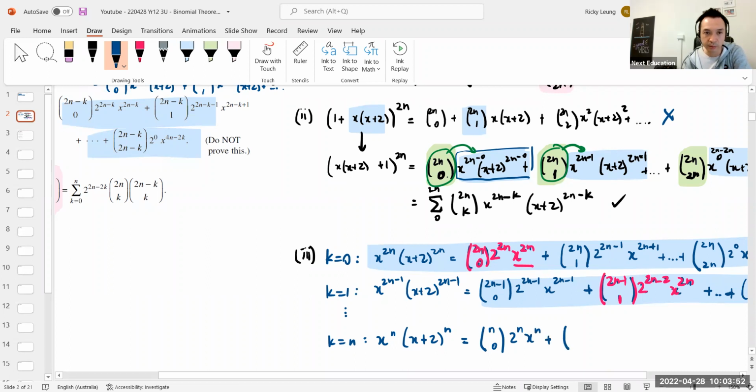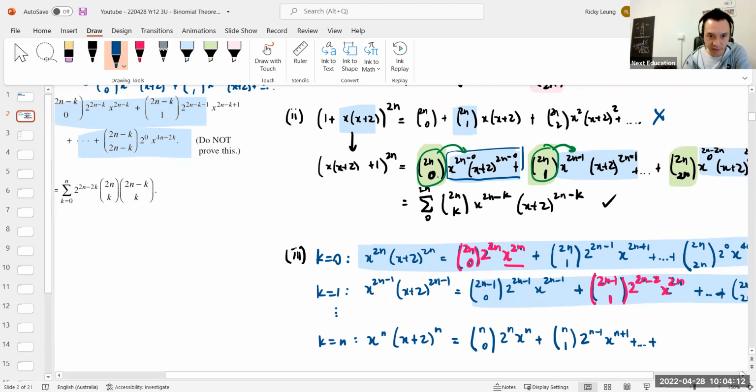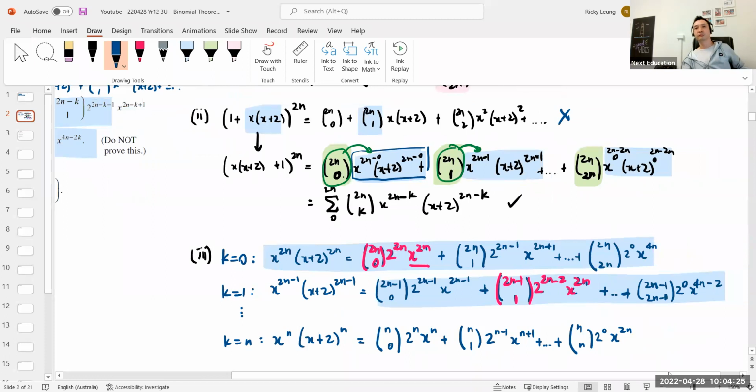Plus 2n minus n, so that's n, 1, to the power of n minus 1, x to the power of n plus 1. And I know, because I solved it in the pink, that when I sub n into the last term there, that'll be n, to the power of 0, x to the power of 4n minus 2n, that's 2n. Perfect. So when k equals n, I get my last term that multiplies.